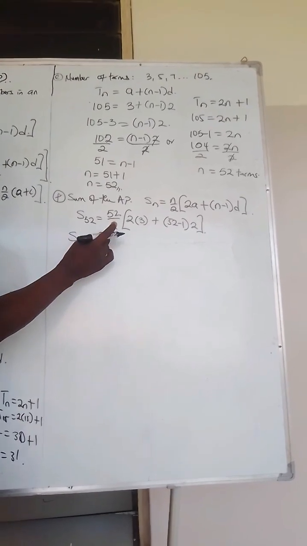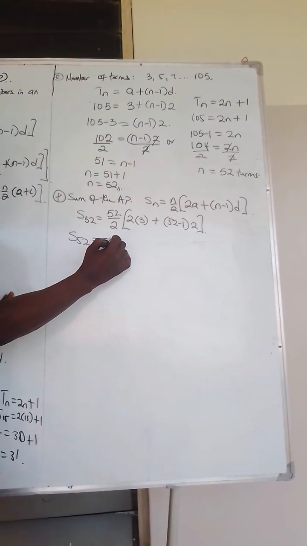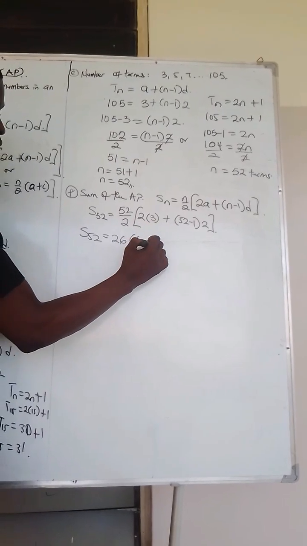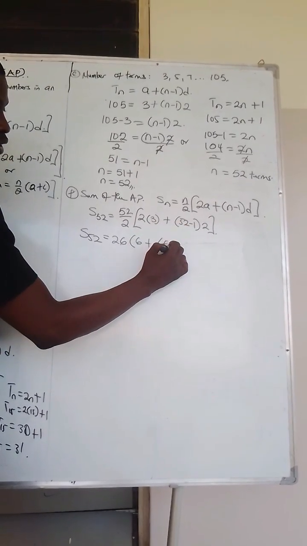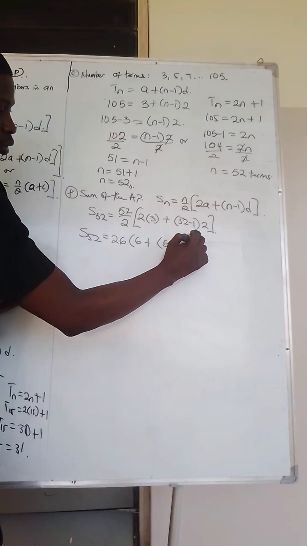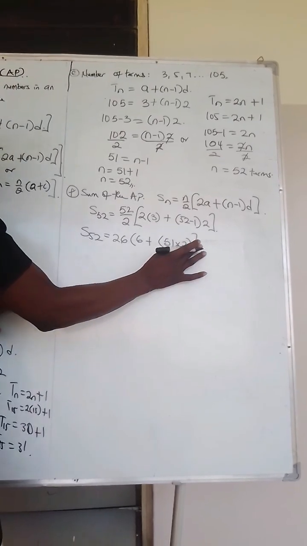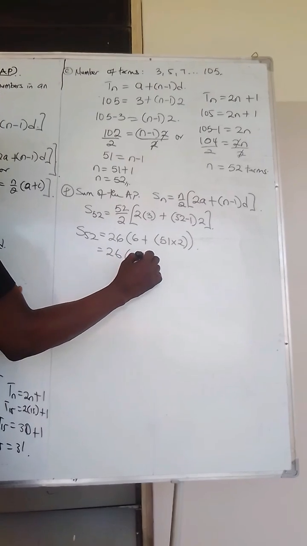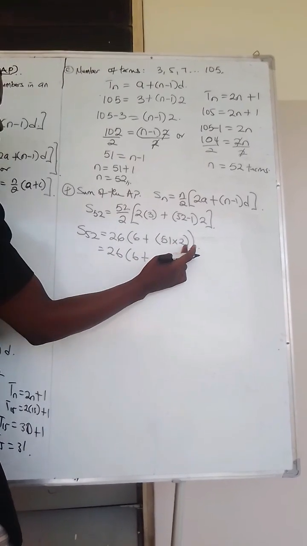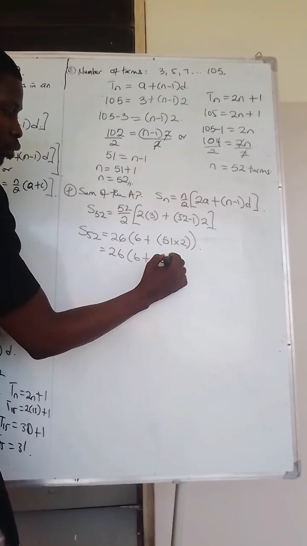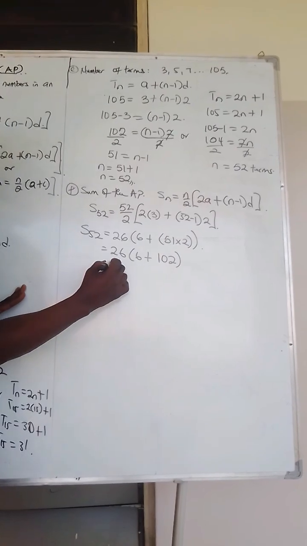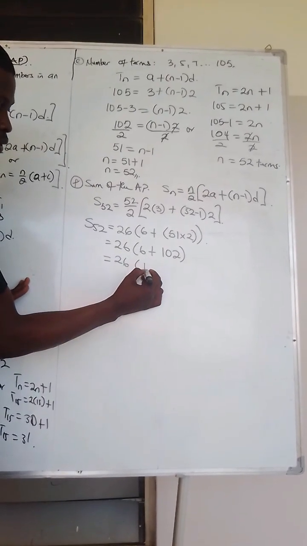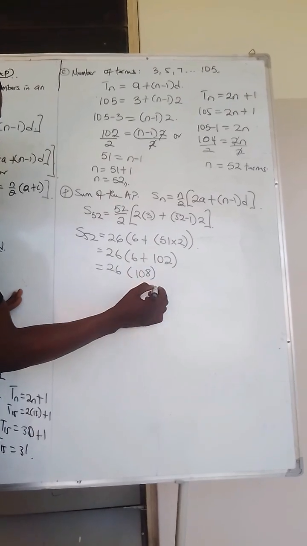This is equal to, we divide, this will give us 26 into bracket 2 times 3 is 6, plus 51 times 2. And then from here we have 26 into bracket 6 plus, if we expand this, 102. The addition of these two will give us 108.